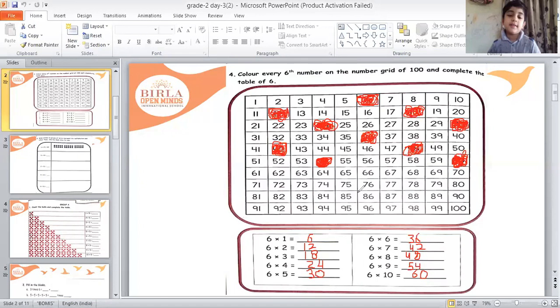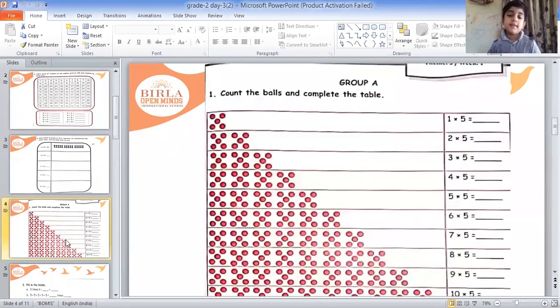Yes, children. So now I hope this is clear to everyone. Now open page number 1 of your math course book. Page number 1, write date in classwork. Yes, children, open page number 1. Write date in classwork.